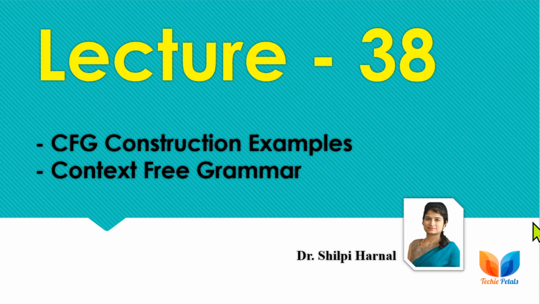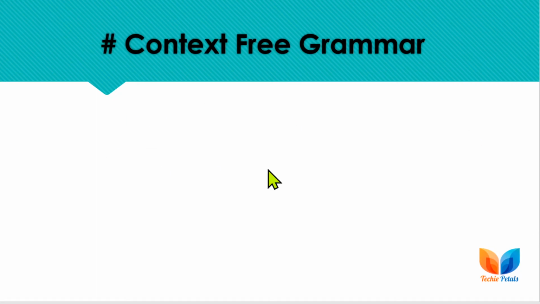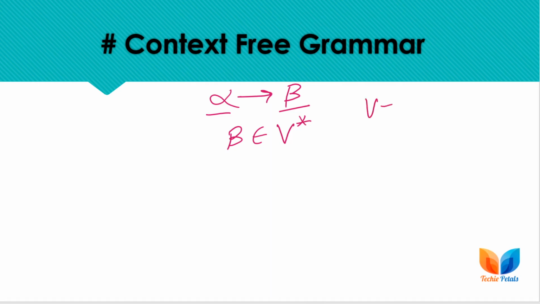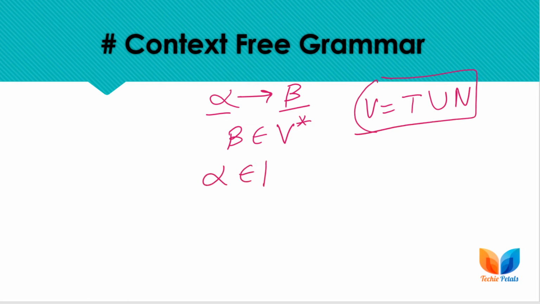Before going to the examples, let's revise the type of production rule that we can have for any context free grammar, where alpha is the left hand side and beta is the right hand side of any production rule. Beta is a string of terminals and non-terminals, where V is the total symbols of the grammar, terminals and non-terminals. And alpha is not a string, only a single non-terminal, meaning we can have only one non-terminal on the left hand side of any production rule.